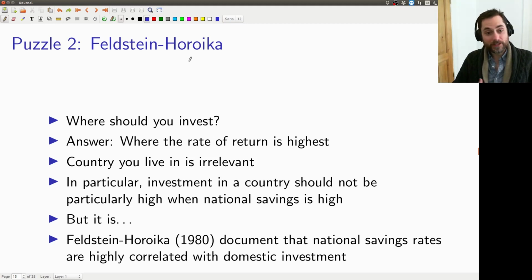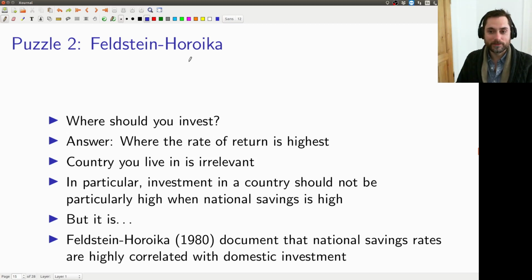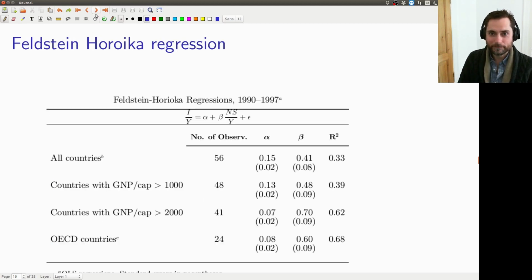All right, so if we take that to an extreme, if people are being rational, then it shouldn't matter. The place where the investment should be high as a fraction of GDP should be places where there's a lot of growth opportunity. And it shouldn't matter whether that particular country is saving a lot of its national income. Okay, so we shouldn't expect to see any sort of correlation between savings and investment.